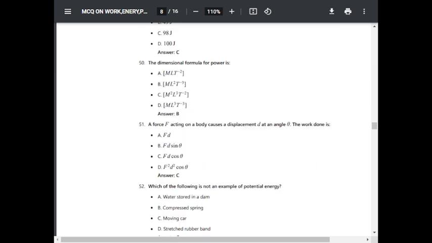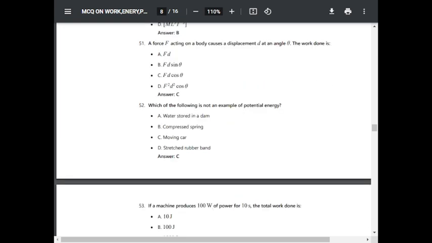Question number 51. A force F acting on a body causes a displacement d at an angle of theta. The work done is: option A F into d, option B F d sin theta, option C F d cos theta, option D F square d square cos theta. The correct answer is C, F d cos theta. The work done is equal to F d cos theta. C is correct.